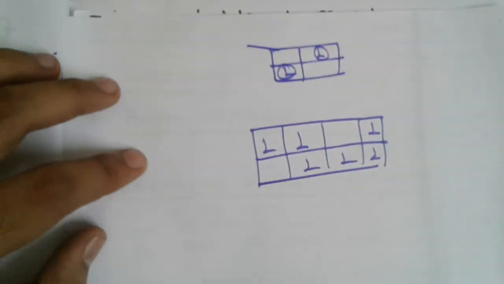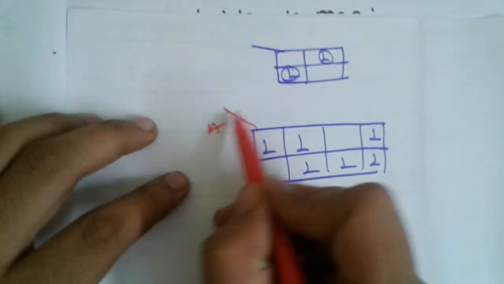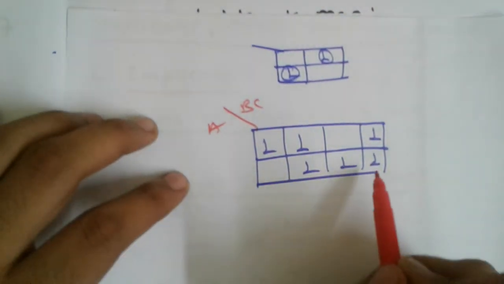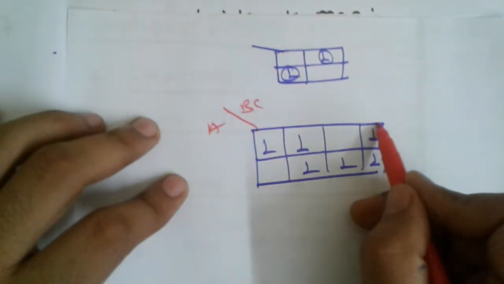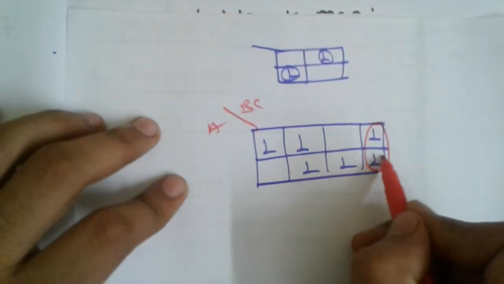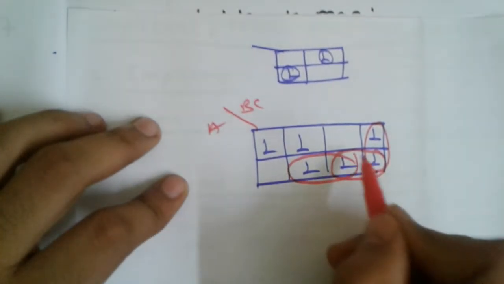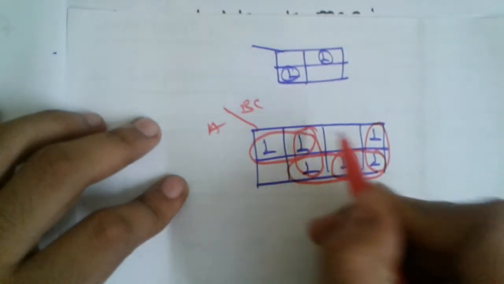This is the example of how many pairs you can make. This is A, B, C, this is the same, you can make the number. So how many pairs can you make in this one? In this one we can make this pair. So you have to make the maximum possible pairs of adjacent cells.